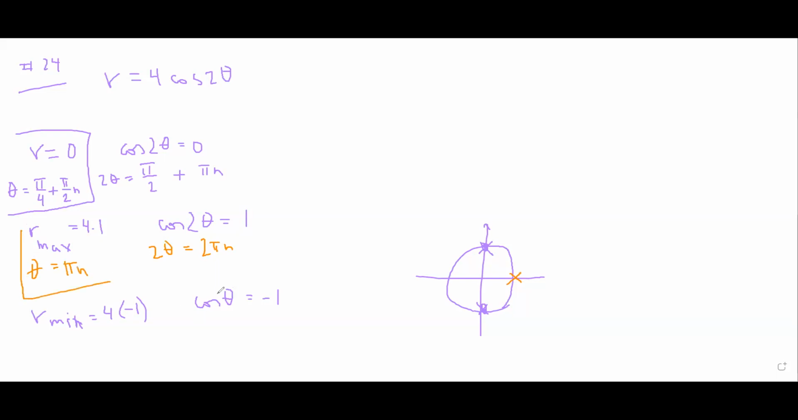And finally, let's do theta when cosine is negative, so that's for this point. Again, cosine is the x coordinate. So -1 is here. So we get 2 thetas that correspond to pi plus 2 pi n. And that's why to get theta, I divide both sides by 2. So this is going to be pi over 2 plus 2 pi n. Actually, plus pi n.